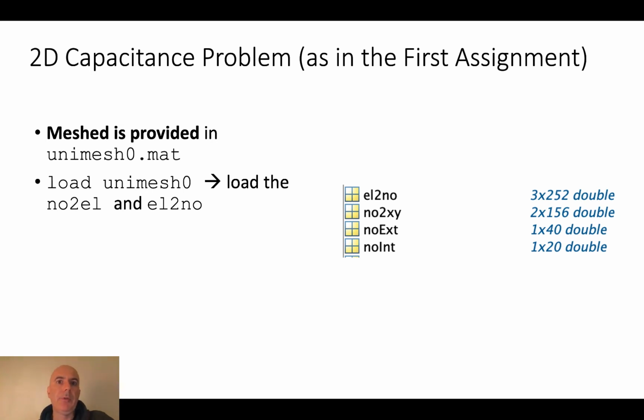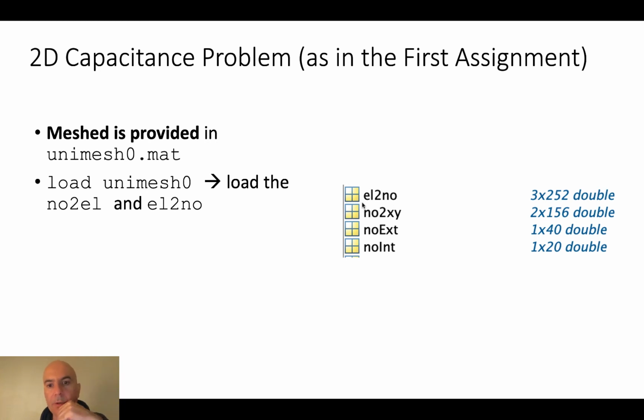The first step to solve this problem in the FEM method is to load a matrix with all the elements. So this is a 2D problem. I'm going to use triangular meshes. For this problem, we calculated the mesh for you, and we provide it in a mesh called unimesh0. So the first step is to load unimesh0.m, and once you load this, you will see different data structures.